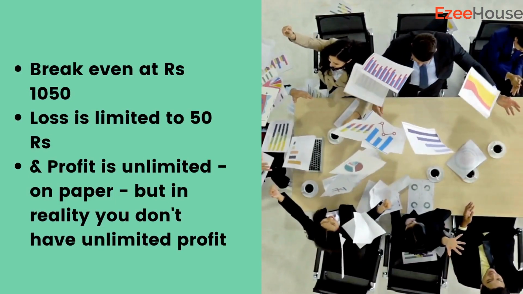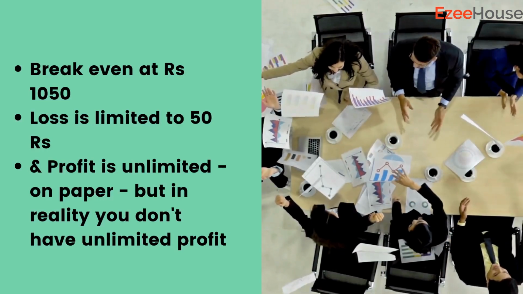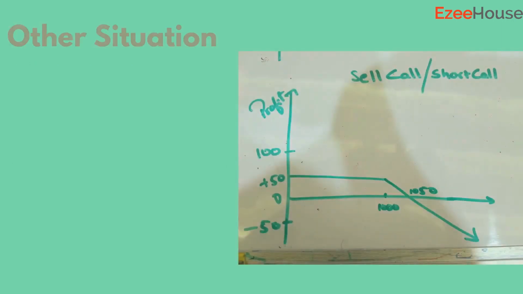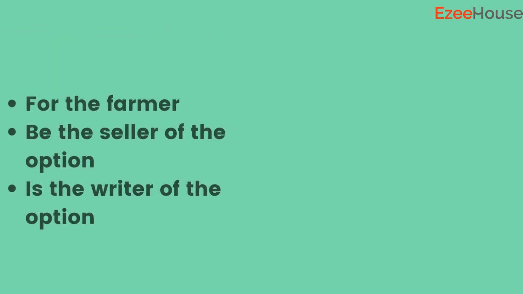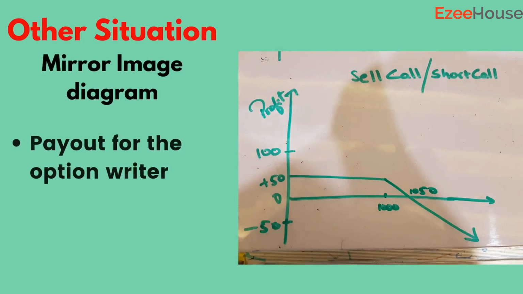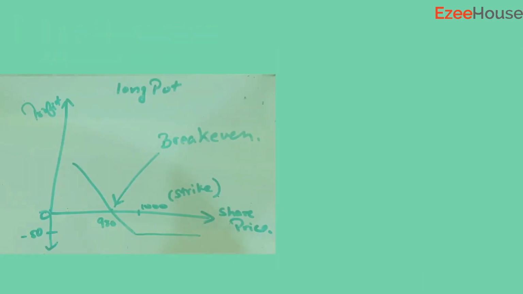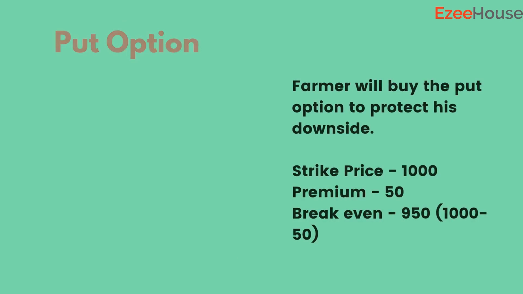Now, what is the other situation for the farmer? You have to look at the farmer as the seller of the option. Someone who sells the option is a writer of the option. And in order to get the payout for the option writer, we just need to make a mirror image of this payout diagram on its x-axis. If you make a mirror image, you will get the payout of the writer.